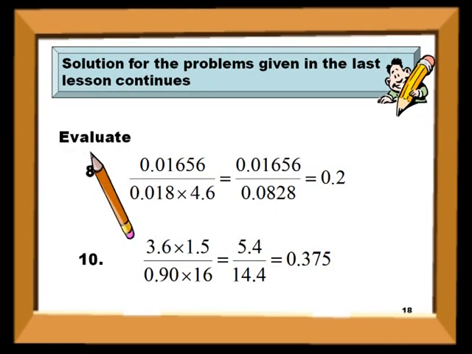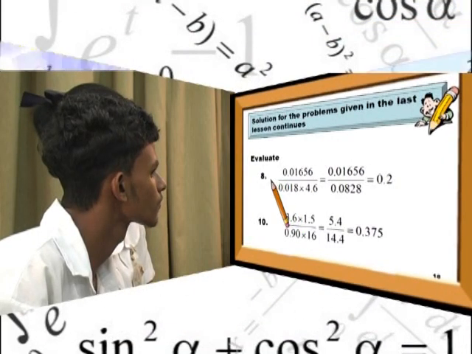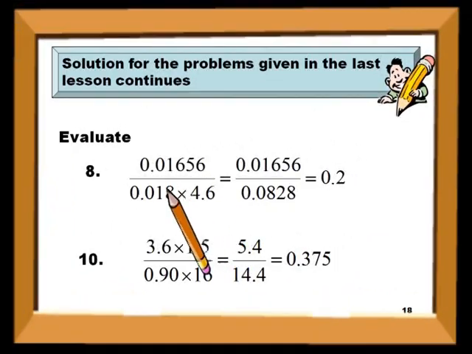Solution for the problems given in the last lesson continues. Evaluate. Number 8, 0.01656 divided by 0.018 multiplied by 4.6 equals 0.01656 divided by 0.0828 equals 0.2. Number 10, 3.6 multiplied by 1.5 divided by 0.90 multiplied by 16 is equal to 5.4 divided by 14.4 is equal to 0.375.